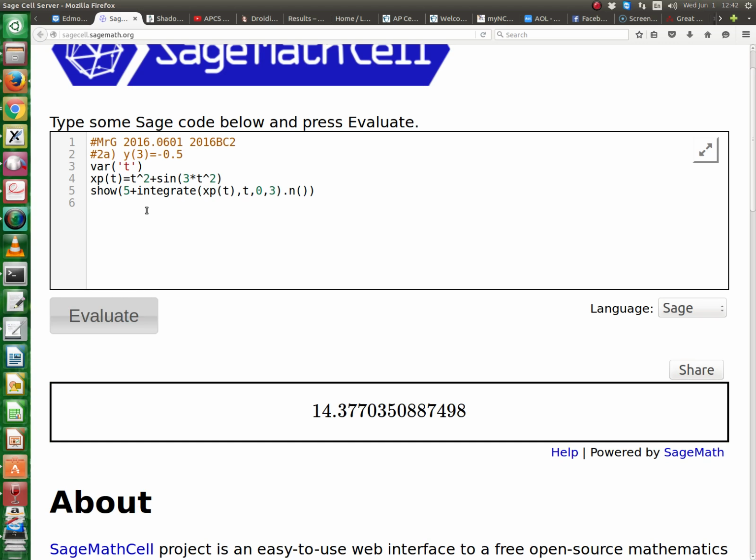Let's write down our response here. X of 3 is about, I don't have a good symbol for about here, 14.377. Remember to round off to 3 places when you get wacky decimals. Okay, that's it. Good. That's part A.